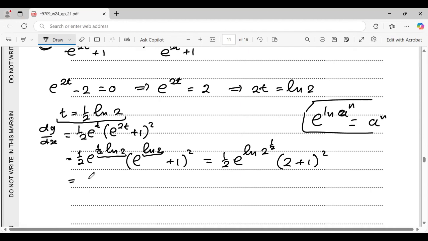So let's continue. Now this one becomes 1/2, because e power ln 2 is 2 power 1/2, based on this rule, times 3 squared. If you continue the calculation, it becomes 1/2 square root 2 times 9. So it is 9/2 square root 2. So this is the gradient.